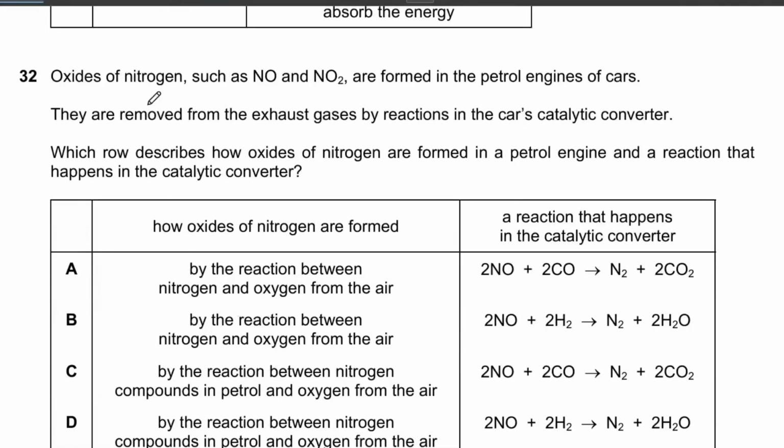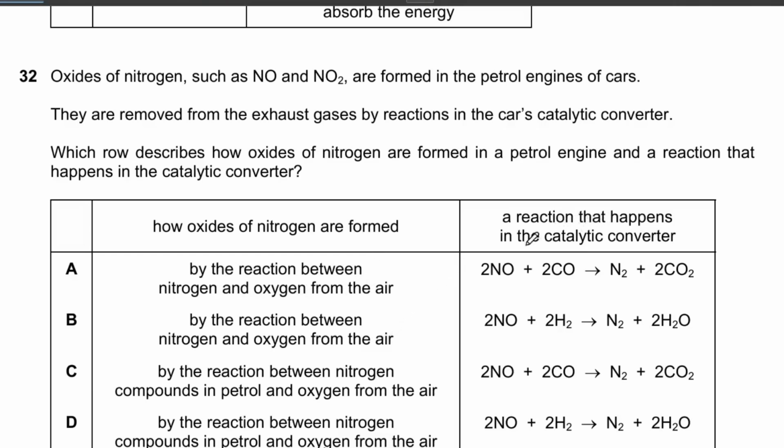Question 32. Oxides of nitrogen, such as these, are formed in the petrol engines of cars. They are removed from the exhaust gases by reaction in the car's catalytic converter. Which row describes how oxides of nitrogen are formed in a petrol engine and a reaction that happens in the catalytic converter? Oxides of nitrogen are formed by the reaction between nitrogen and oxygen from the air. So let's look at our options that have that. Options A and B have that.